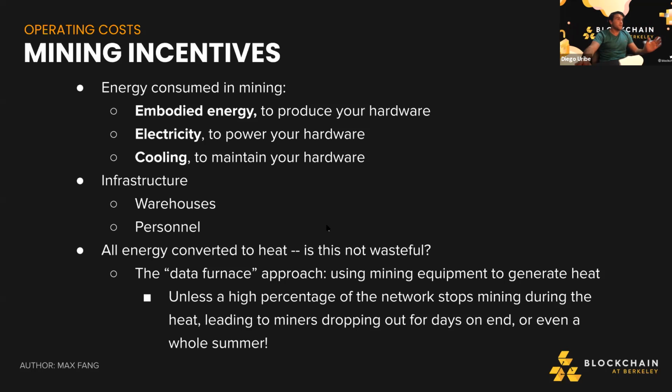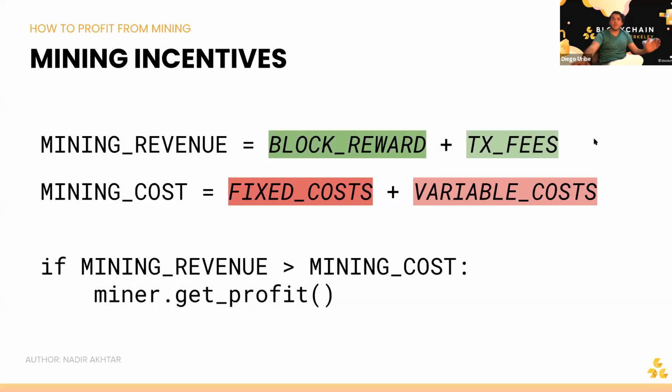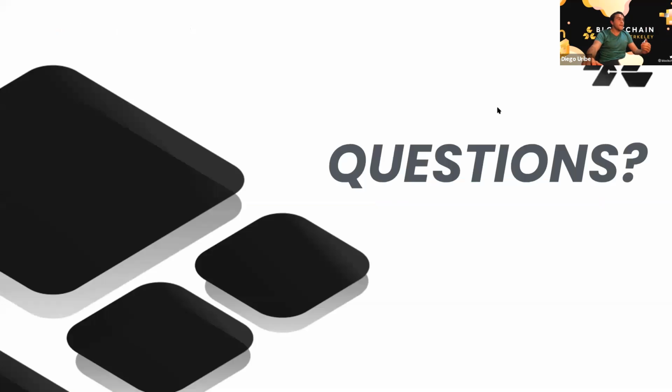And yeah, with this, we covered this. Now you have the full picture of where revenue is coming from and where cost is coming from. If the revenue is higher than the cost, we get a profit. Cool, so let's get into questions.